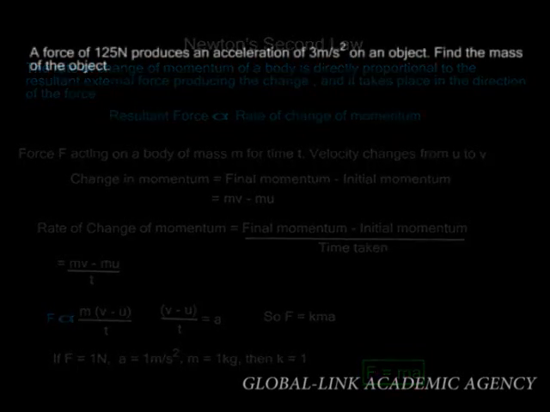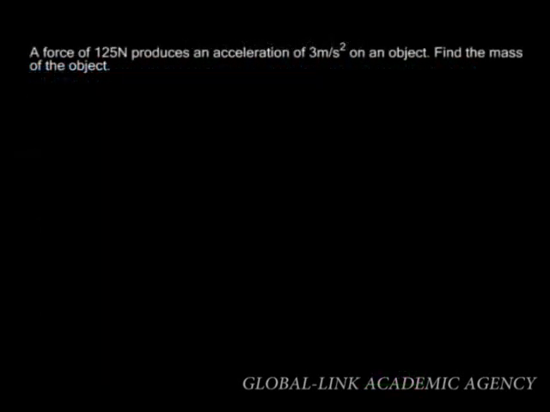An example. A force of 125 newtons produces an acceleration of 3 meters per second squared on an object. Calculate the mass of the object. In the solution, force is equal to mass times acceleration, and therefore mass is equal to force over acceleration, which is equal to 125 over 3, giving us 41.67 kilograms.